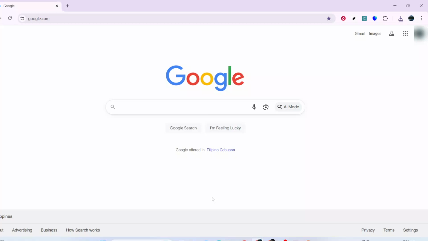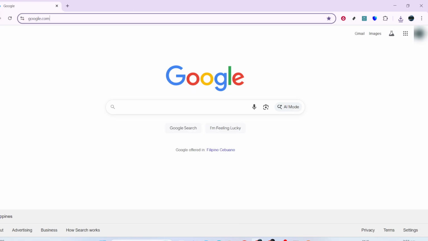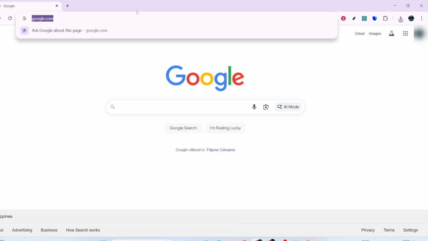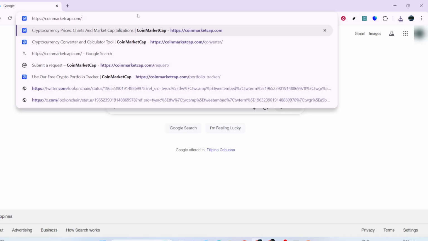In today's video, I'm going to teach you how to navigate CoinMarketCap to find key information about your favorite cryptocurrency. Whether you're a seasoned investor or just beginning your crypto journey, understanding these stats is crucial to making informed decisions. First, we'll start by opening CoinMarketCap, a fundamental resource for anyone interested in cryptocurrencies.